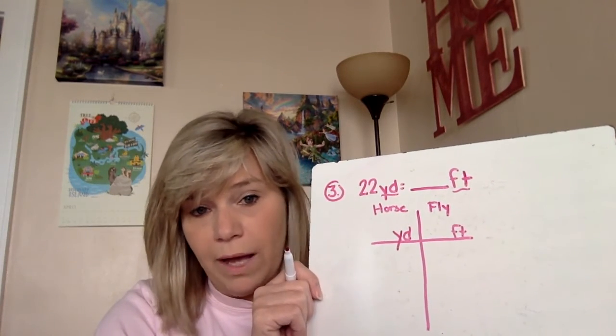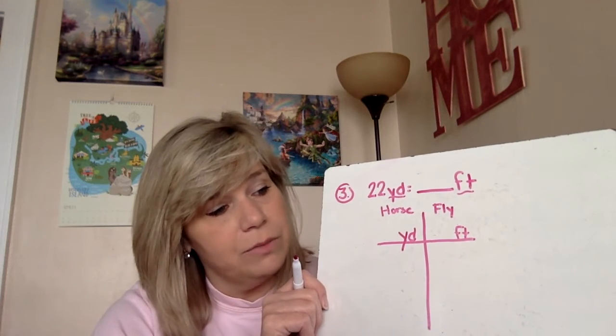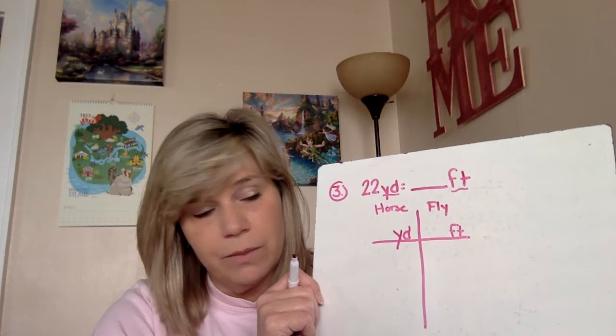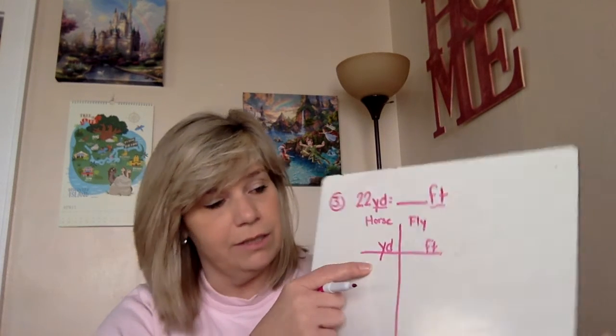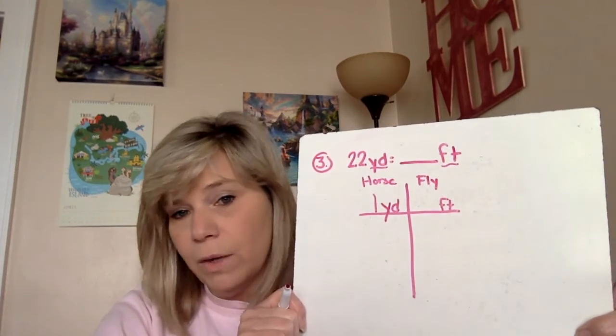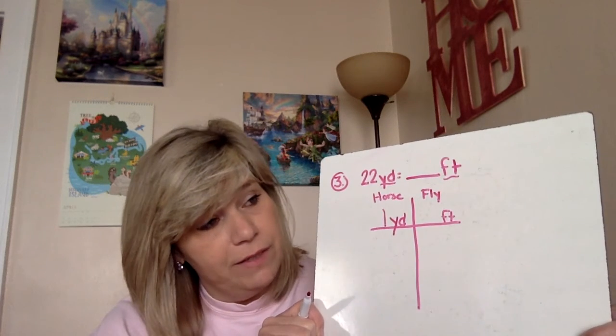Now here's why we're letting you use a calculator, because you have to be able to recall the measurement, the equivalency between a yard and a foot. So we said the yard is bigger. Once you put the horse as the biggest one, here's your hint. A 1 is always going to go in front of that unit, so 1 yard. 1 is always going to go under the horse. That should help you. Equals how many feet?